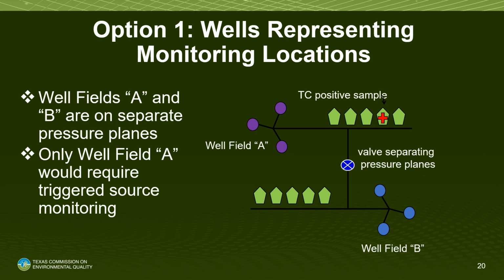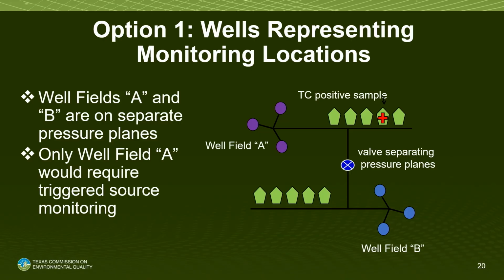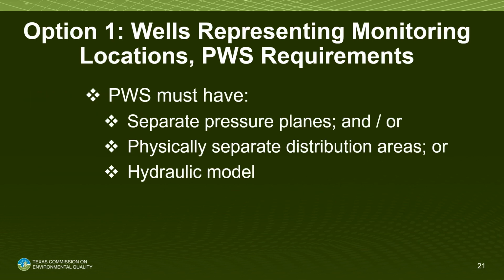This one can be frustrating for systems because, the way the rule is written, if you don't have this plan, you're going to have to do all 6 of those samples. You could be sitting there looking at me going, yeah, but that's in this pressure plane. There's no way that water is going down to the south plane. But the way it's written, if you don't have this plan, you'd have to do all 6 versus 3 if you've got this trigger source plan. So just to summarize option 1 here: multiple pressure planes, physically separate areas.